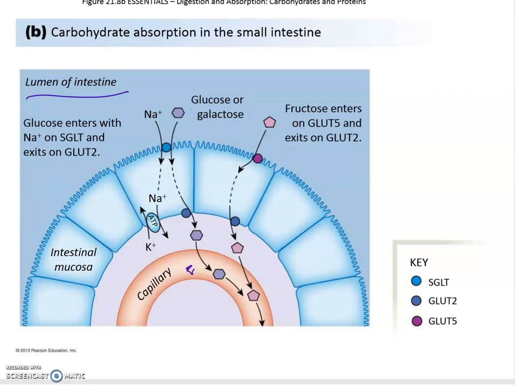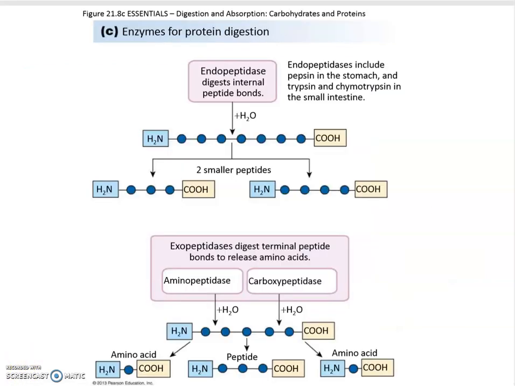Either way, these simple sugar molecules, they'll be transported across the entire epithelium. So this is transepithelial transport from the lumen of the intestine into the capillary, where they are then transported to the cells that need these sugars for energy.